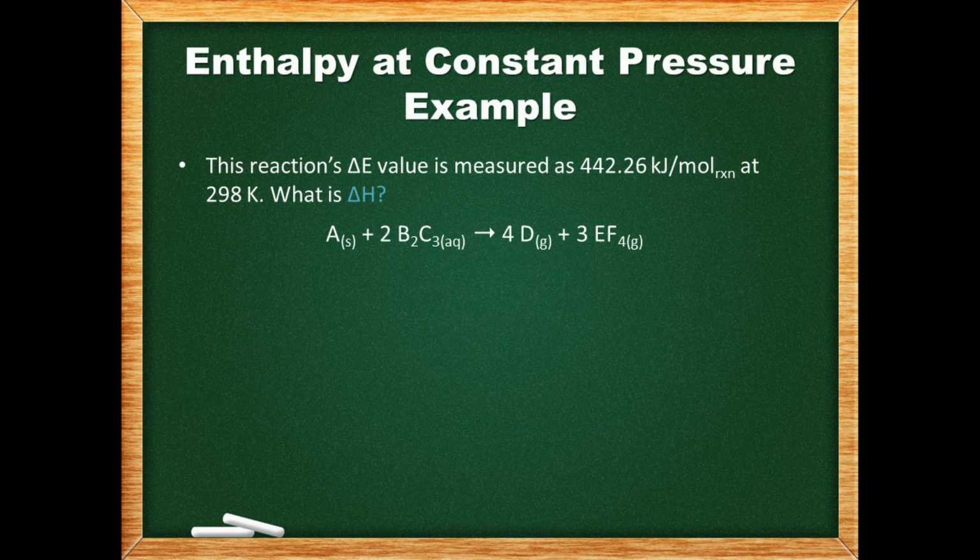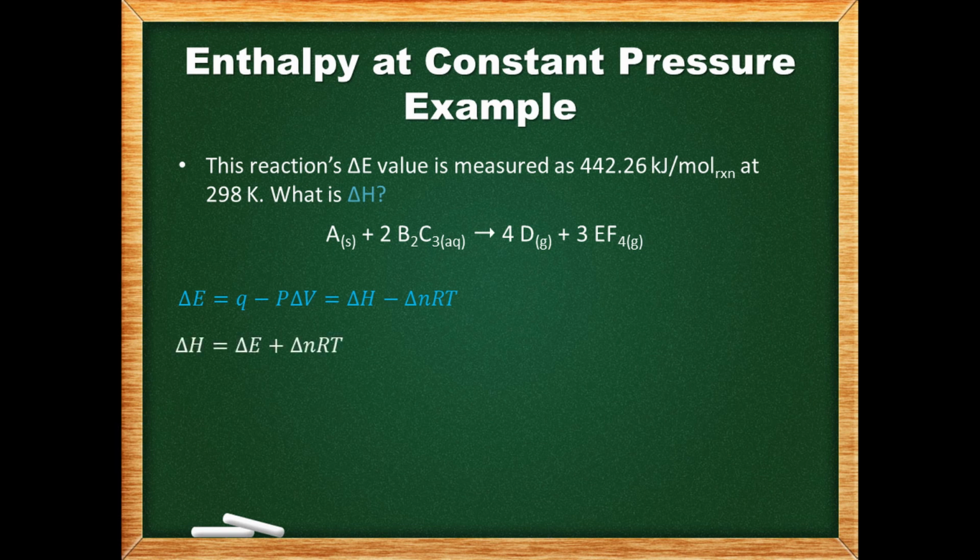This reaction's change in internal energy value is measured as 442.26 kilojoules per mole of reaction. What is the change in enthalpy? Here we are at a constant pressure, so Q is equal to the enthalpy change. We don't have values for a final or initial volume, so instead of P delta V, we can use delta nRT, since we can figure out the change in moles of gas from the given equation.